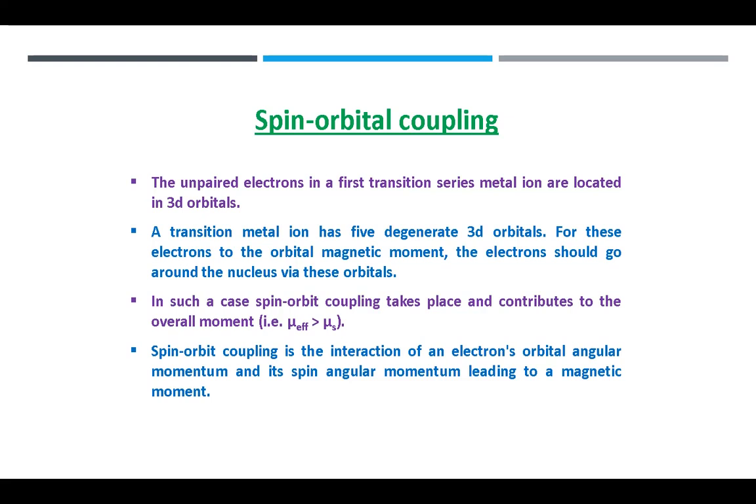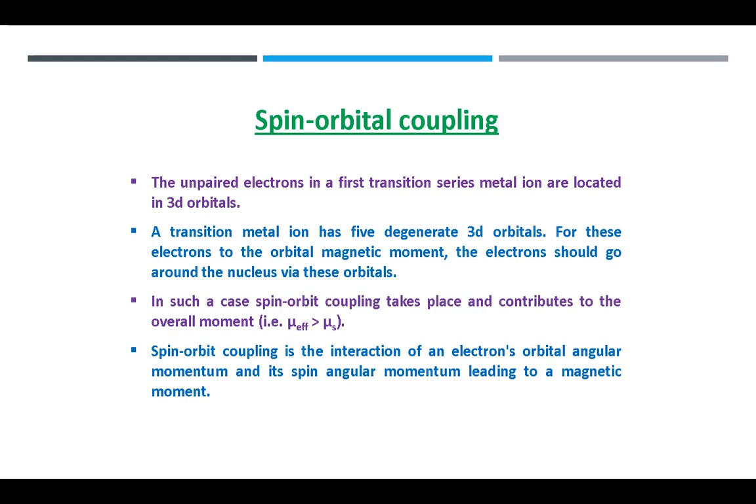formula. In most of the transition metal complexes, the motion of electrons is very much restricted, so that, effectively, orbital magnetic moments are quenched. The unpaired electrons, in a first transition series metal ion, are located in the 3d orbitals. A transition metal ion has 5 degenerate 3d orbitals. In order for these electrons to contribute orbital magnetic moment, the electrons should go around the nucleus via these orbitals.